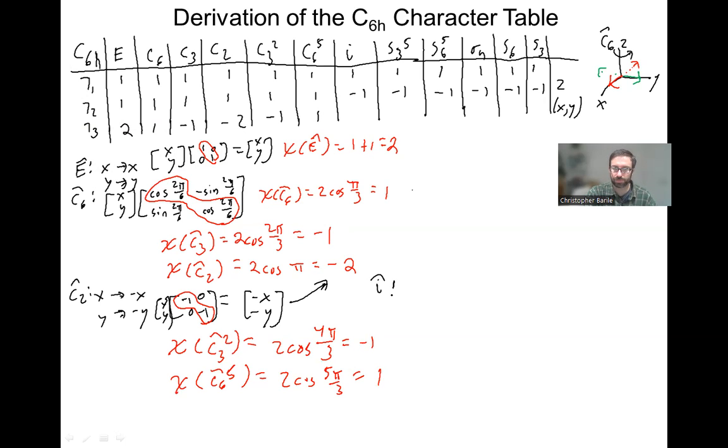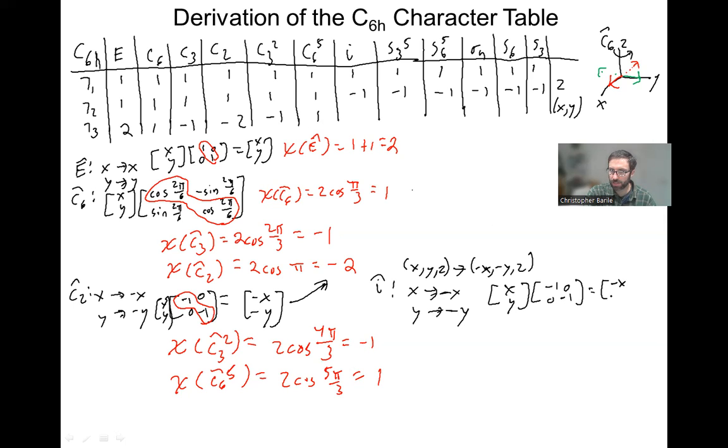Inversion. By definition, inversion takes x, y, z, any arbitrary point, and goes to minus x, minus y, minus z. So inversion is going to look just like C2. X is going to go to minus x, y is going to go to minus y, and you're going to get this 2 by 2 matrix with negative ones across the diagonal. So your chi of the inversion operator is going to be equal to -2.